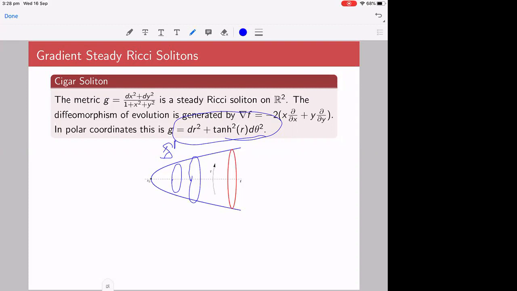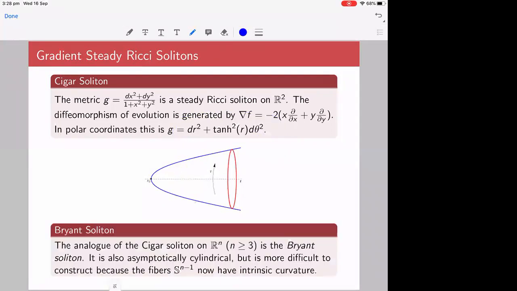Trying to do it more generally on Rn, say, where the fibers are now the sphere of dimension n-1, if n is bigger than 2, that now does have lots of intrinsic curvature. So it's more difficult to construct, but this was the content of one of Bryant's papers, basically constructing the analogous Ricci soliton on Rn for higher dimensions.